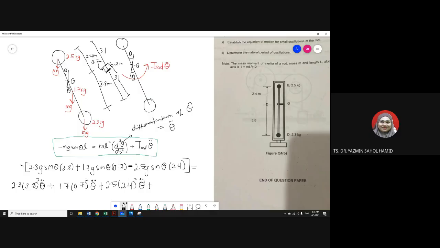Okay, plus I. What is the I? You need to calculate the I. The I is ml squared over 12. So the mass is 1.7. The total length was what? 6.2 squared divided by 12. So what is the answer? Can you please calculate for me now? What is the answer, guys?